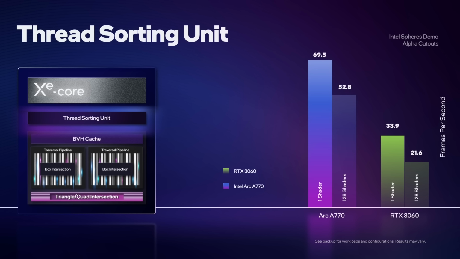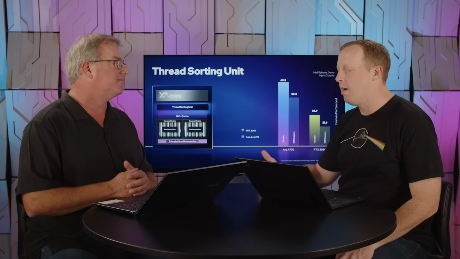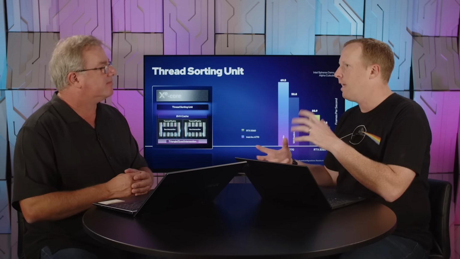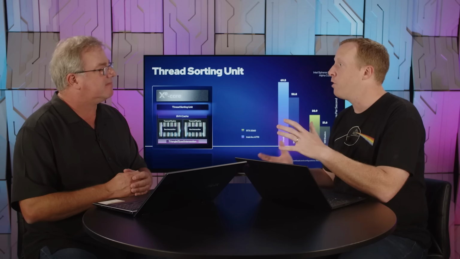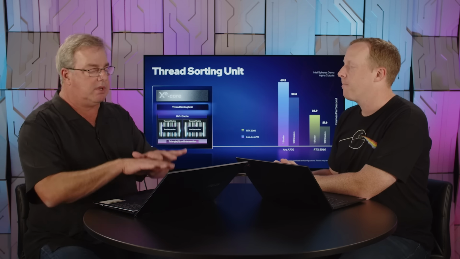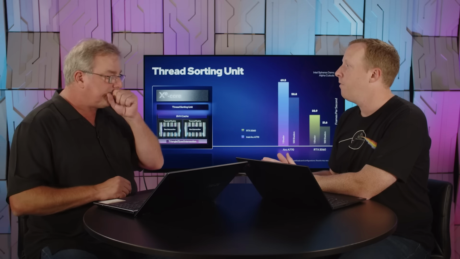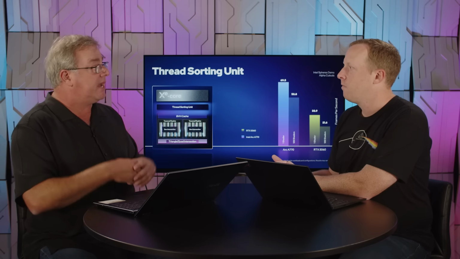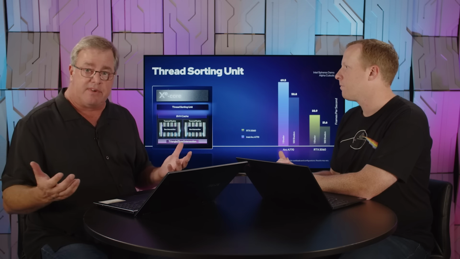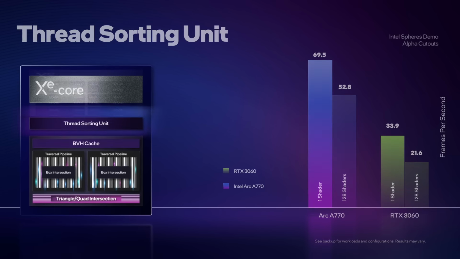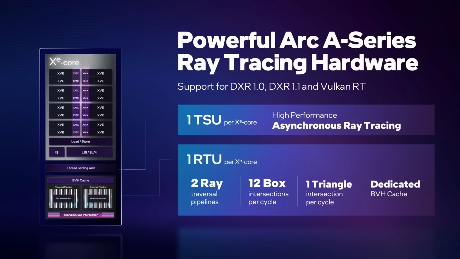If you compare that to the competition, they're starting out at 33.9 and they go down to 21.6. So it's a much larger relative performance decrease because of the variability, I won't say randomness, but results of the ray tracing. Yeah, and more different materials will increase this difficulty, right? Right. So by adding this thread sorting unit, what we're really doing is we're enabling the ecosystem, we're enabling ISV developers to be more free with materials. Okay. Pretty neat. So we have a powerful ray tracing architecture.